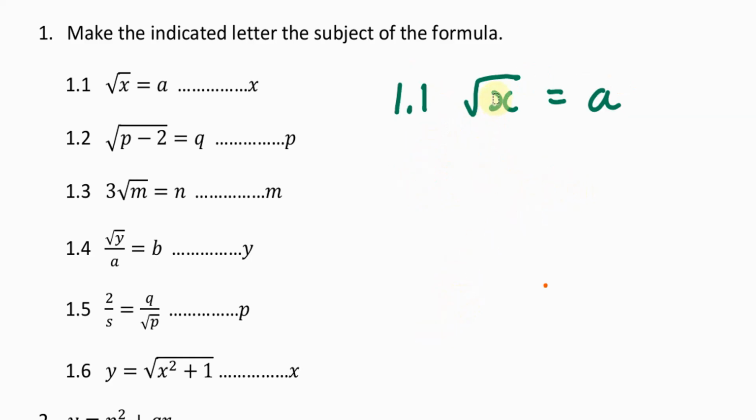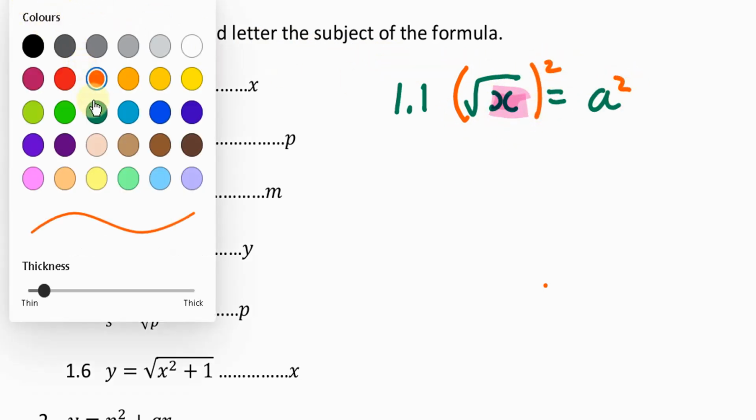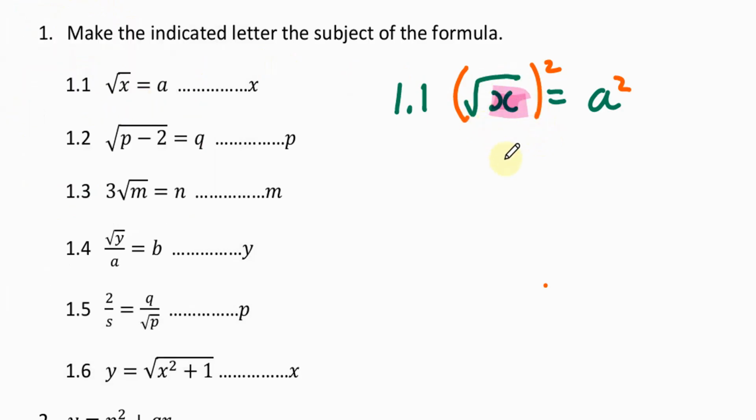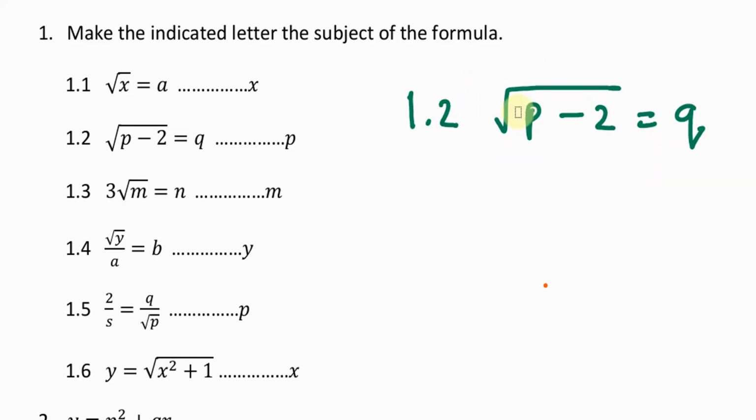So in 1.1, we need to make x the subject of the formula. So that means that we want to get rid of the square root on the left-hand side. And the way we can do that is by simply squaring both sides. So when we square the left-hand side, the square root will fall away, and we end up with x equals a squared.